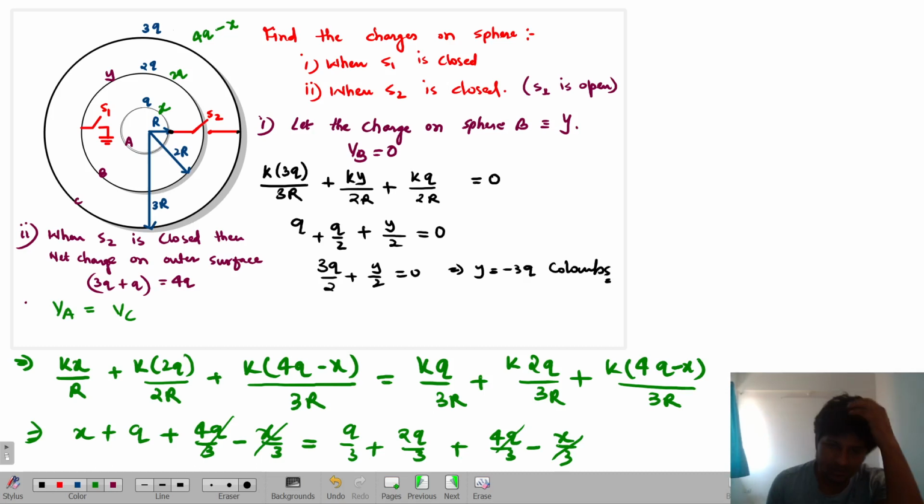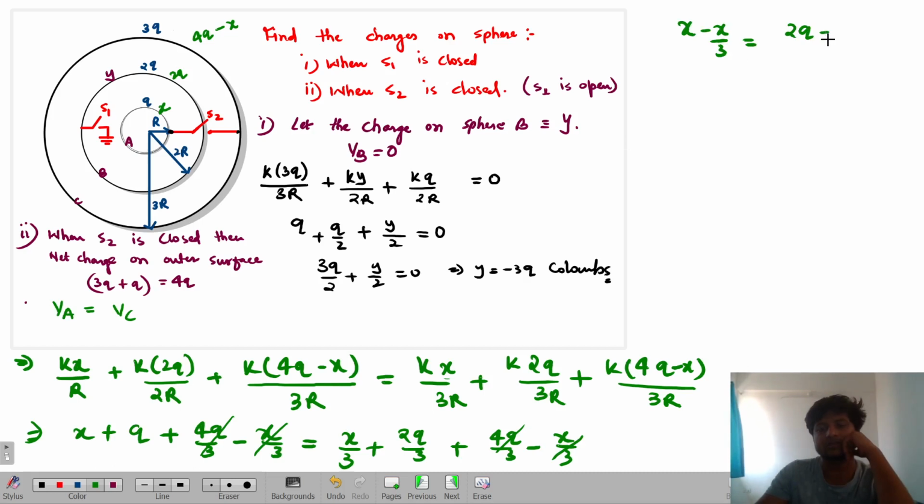2Q, CR. Oh, I have written it wrong. Here it will be Kx now, because the net charge on the inner sphere is how much? X. Got it? Now I'll get x minus x by 3 is equal to 2q by 3 minus q.